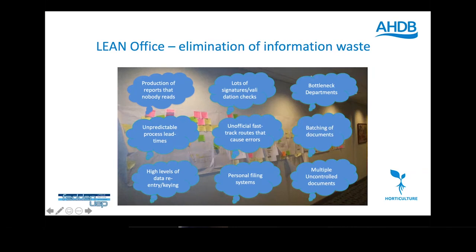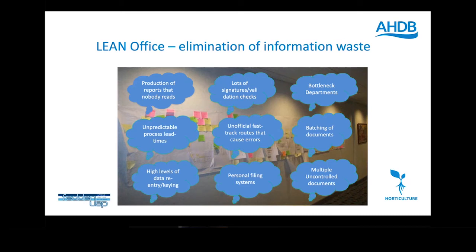So it might be that there's batching of documents, so people holding on to information. It might be that people have got personal filing systems, their own knowledge stores. They're storing information and not releasing it, which causes problems. It could be you have systems that don't talk to each other, so people are spending a lot of time entering information from one system to another, things like stock locations, for example. It could be that you can't predict how long it takes to do things within the process, which can cause problems.